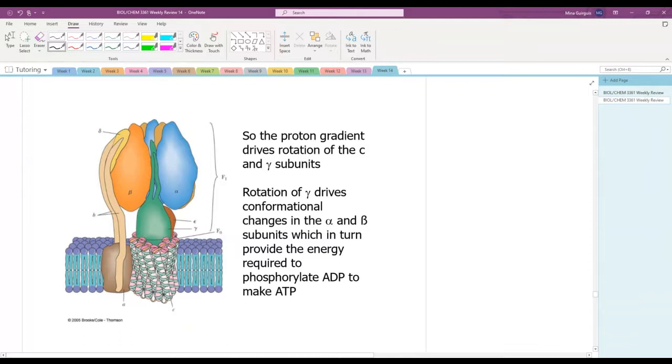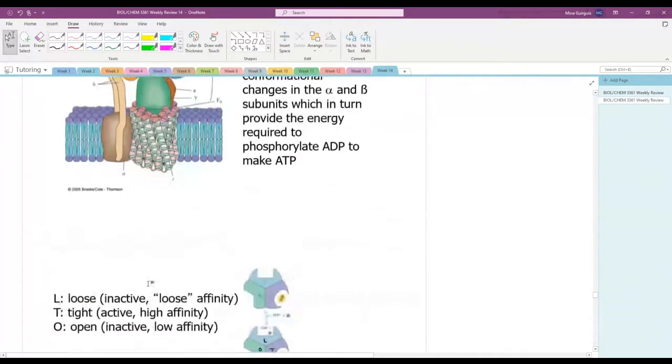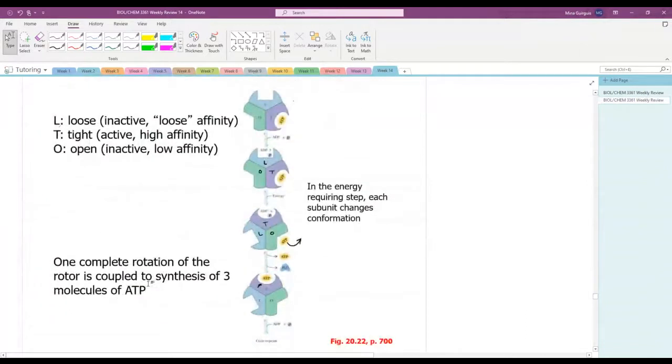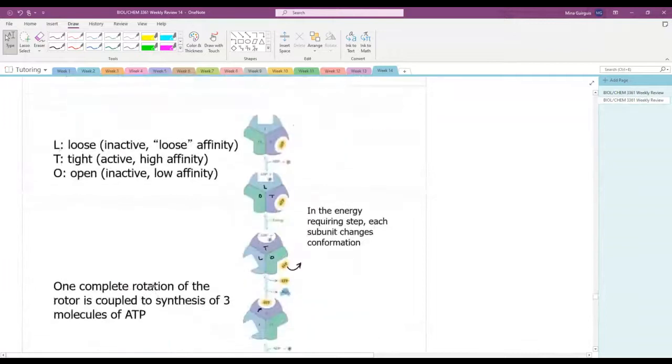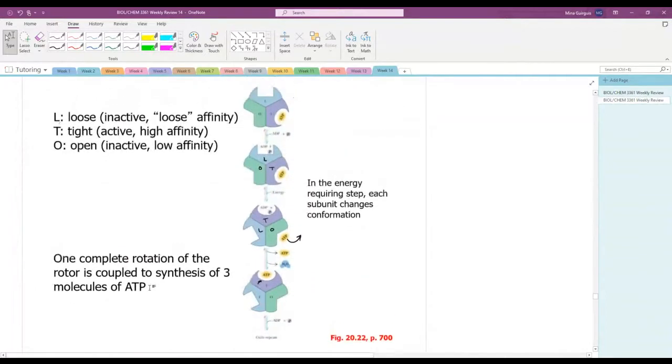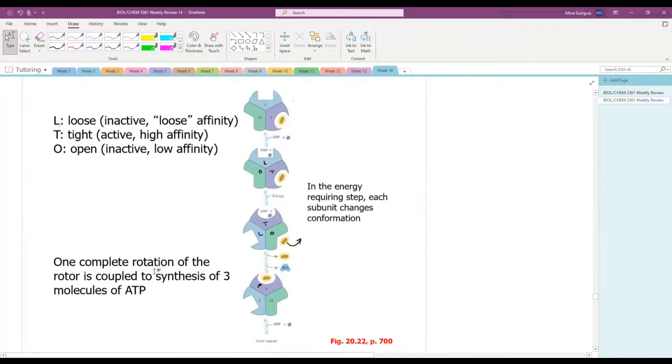The rotation of gamma. So this is something that I don't like about the slides as much, is we make it seem like gamma is rotating, but alpha, beta are not. But they induce conformational changes, right? And so that's why I've been kind of shying away from talking about alpha and beta. But the fact is, they induce conformational changes, which then provide the energy to phosphorylate ATP. Okay, so this we're specifically talking about the alpha beta, the 3 alpha subunits or the 3 gamma subunits or what have you.